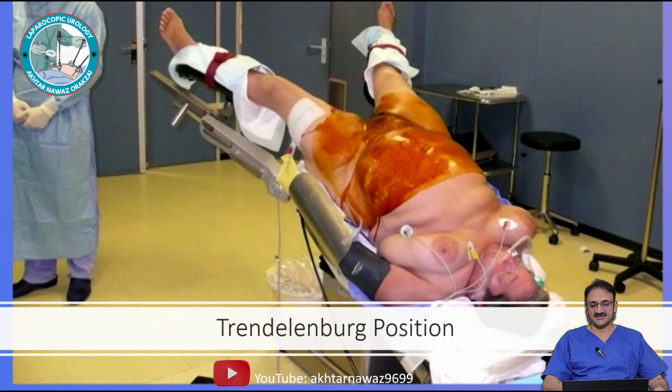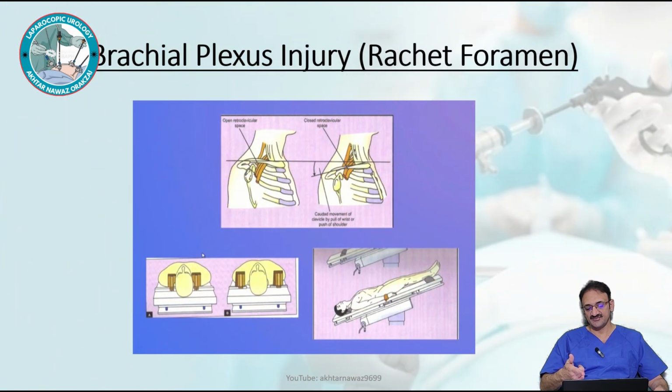So here you can see how the legs are taped and how the arms are taped, and what the position is, and what cushion should be used around the shoulders, so that it supports the neck as well, and it is supporting both the shoulders rather than one shoulder. Because if a proper cushion is not used, this can lead to brachial plexus injury, the ratchet phenomenon.